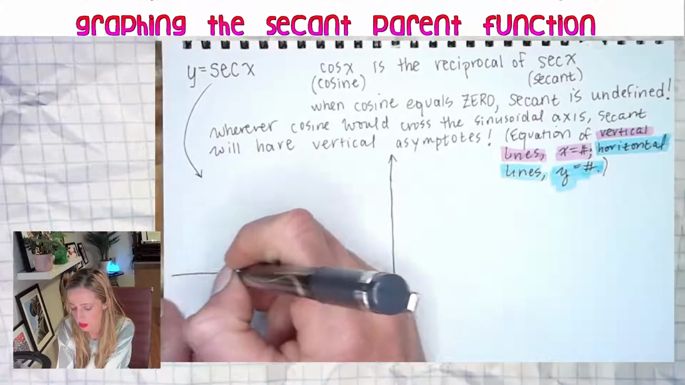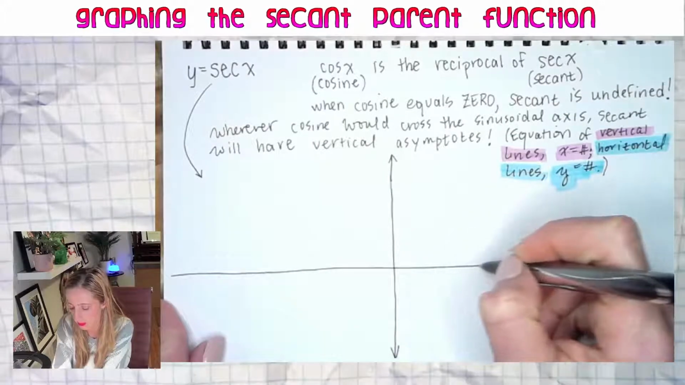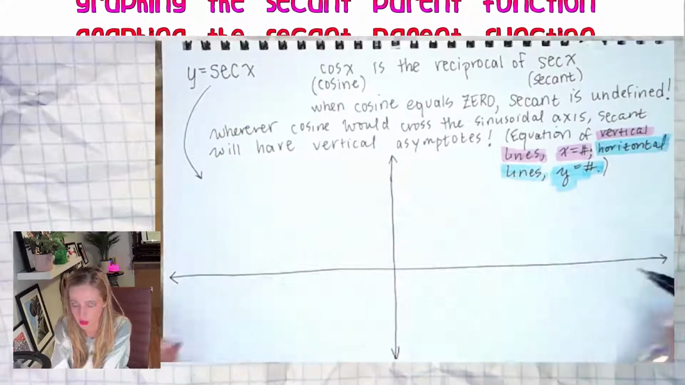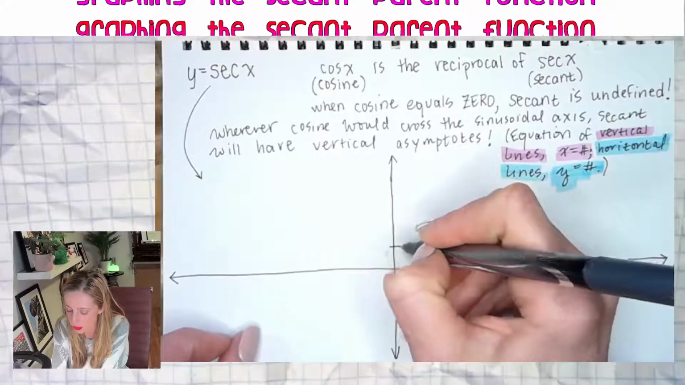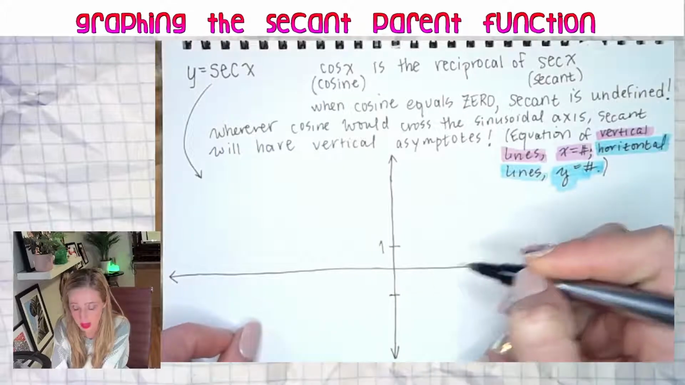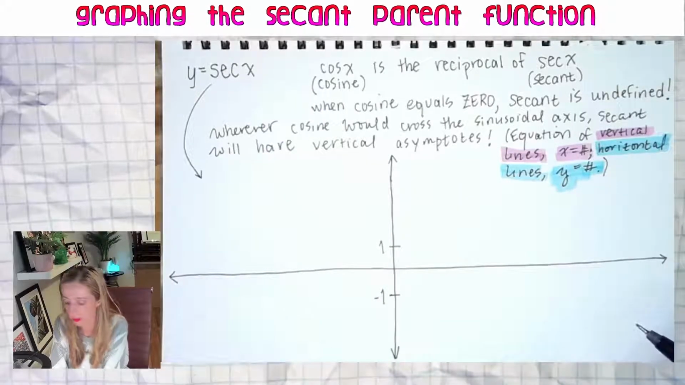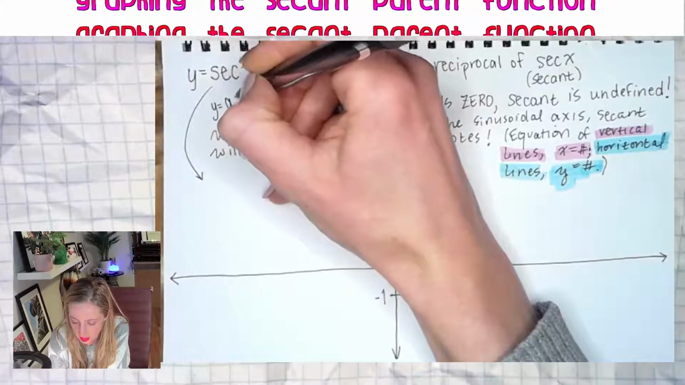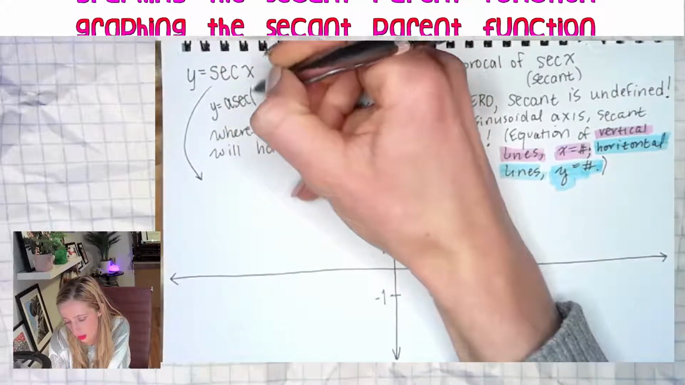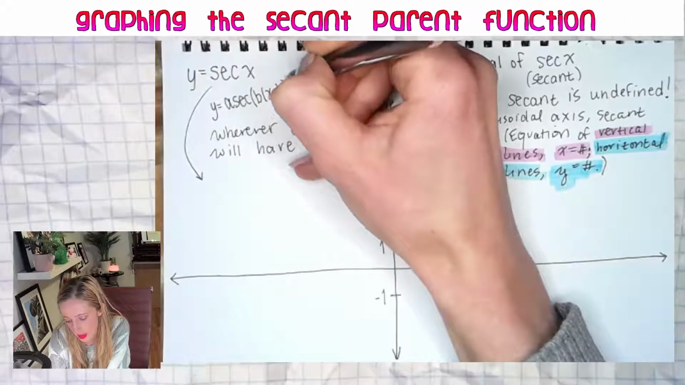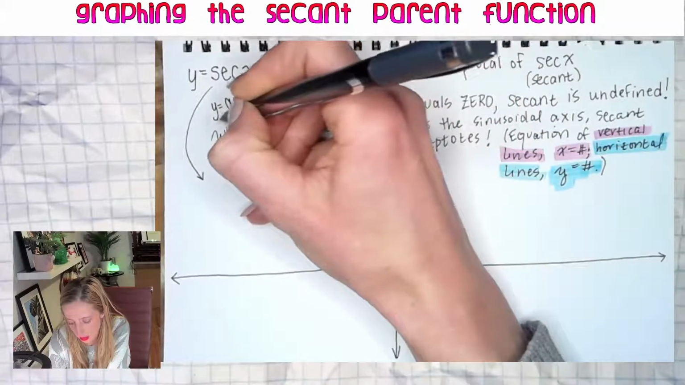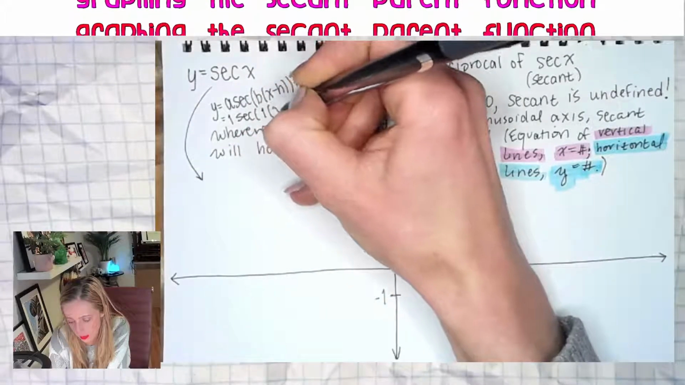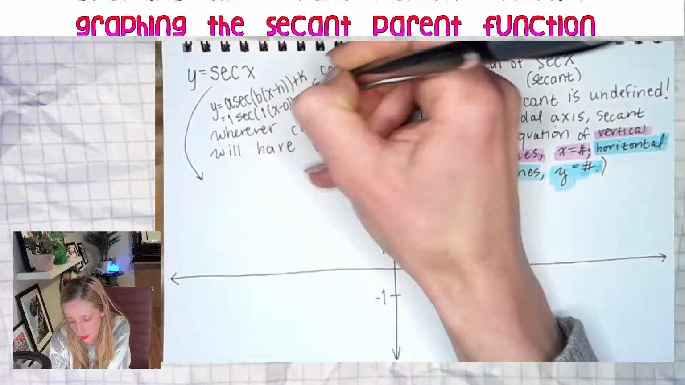So straight across, since it's the parent function, we have a k value of 0, we have an h value of 0, we have an a and a b value of 1. So y equals, I'm going to write 2 things here, a secant b x minus h plus k, and underneath that 1 secant 1 x minus 0 and plus 0. Okay?